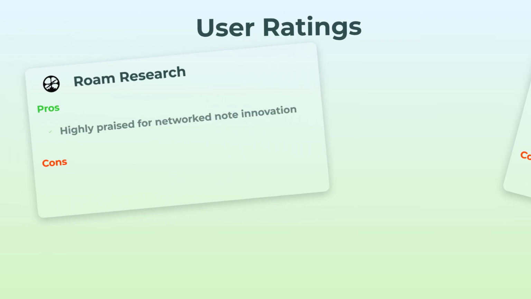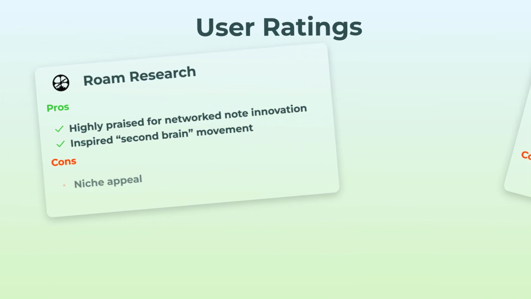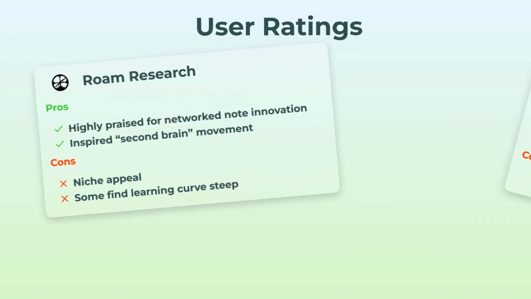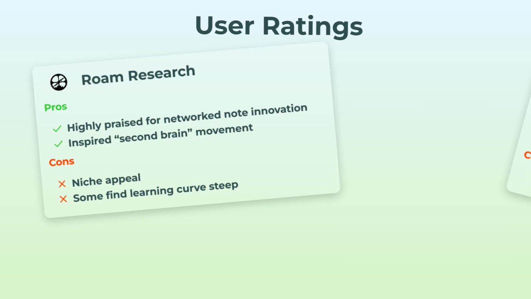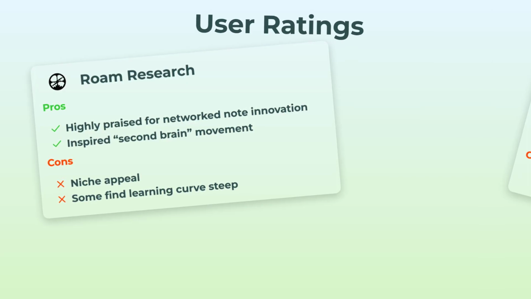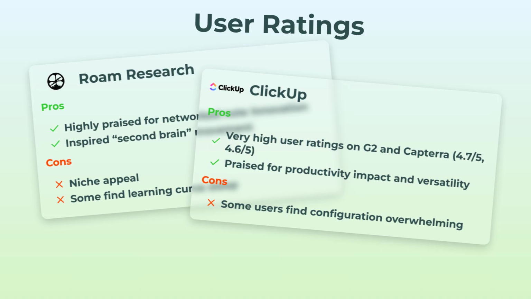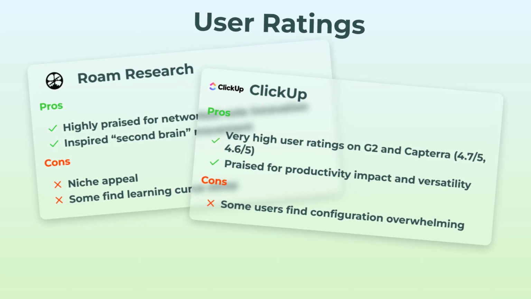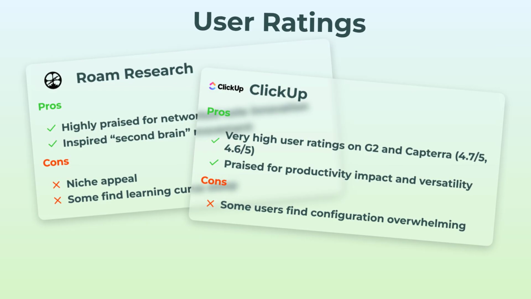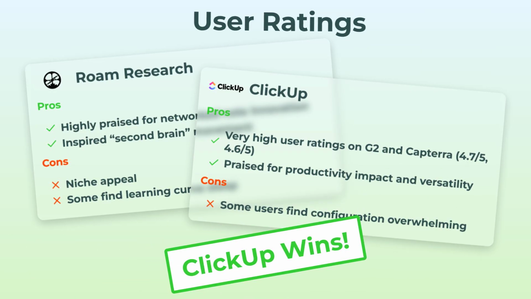Last up, user ratings. Roam gets a lot of love for fans of networked notes, and even inspired this whole second brain movement. It's got strong ratings, but it's niche, and some folks straight up bounce off the learning curve. ClickUp, though, shows up everywhere with high marks. G2, Capterra, all those spots. Like 4.7 out of 5 vibes. People rave about how much they can get done, even if setting it up takes a bit of time. ClickUp edges it with broader appeal and versatility.